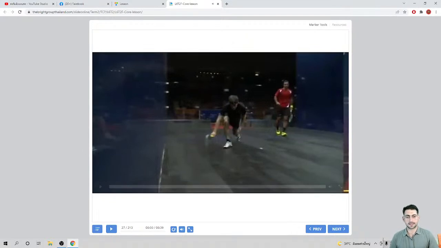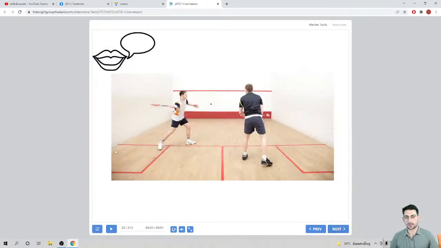Alright guys, now let's see how we call this sport. It's a racket sport like tennis where people are hitting a ball against the wall. The name of the sport is squash. Let's repeat one time. Squash. Good job, class. One more time. Squash.